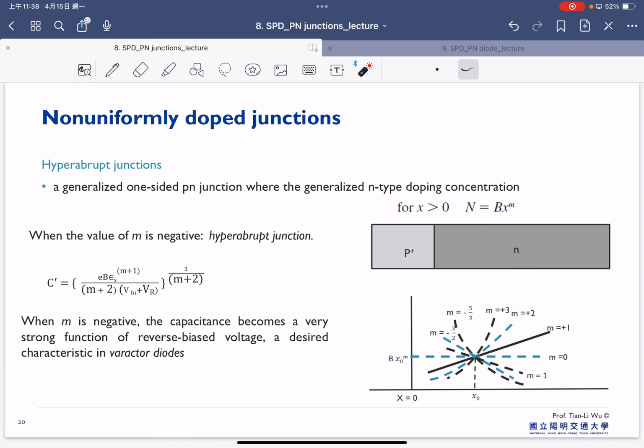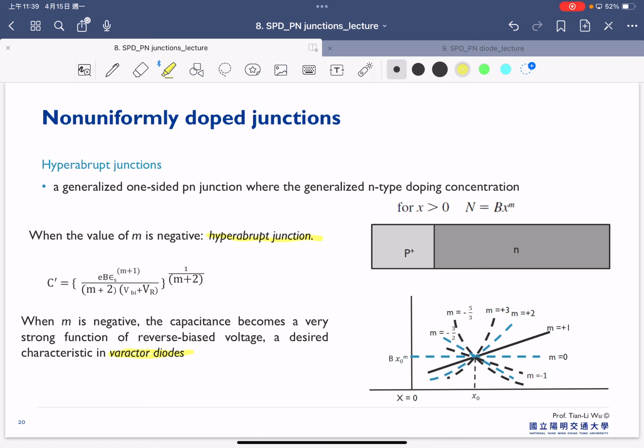And also, there's one more case, which we call the hyperabrupt junction. This is a junction where we have different doping, as shown here, and the doping depends on the power m as shown here. So by using all of the previous knowledge, it should be no problem for us to analyze this; it's just a matter of calculation. This is when m is negative, and that's what we call a hyperabrupt junction. And this has a specific name, what we call the varactor diode here. If you are interested, you can look up the applications for this diode.